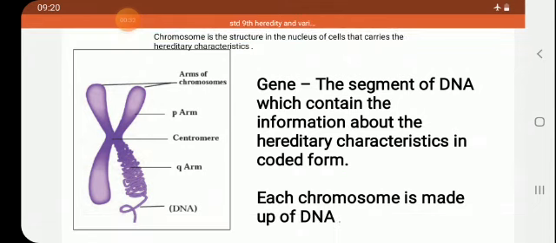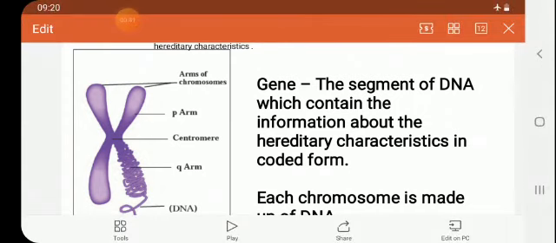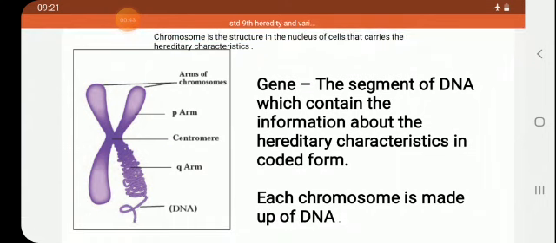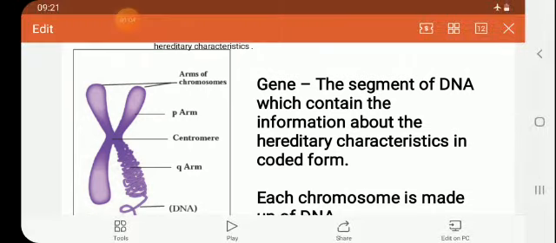These chromosomes are present in the nucleus of a cell. When we study the cell structure, you know that the nucleus plays a very important role. The nucleolus, which is present inside the nucleus, has a thread-like genetic structure inside it. This thread-like structure is called a chromosome. These chromosomes carry or transfer the hereditary characters from parents to the offspring.